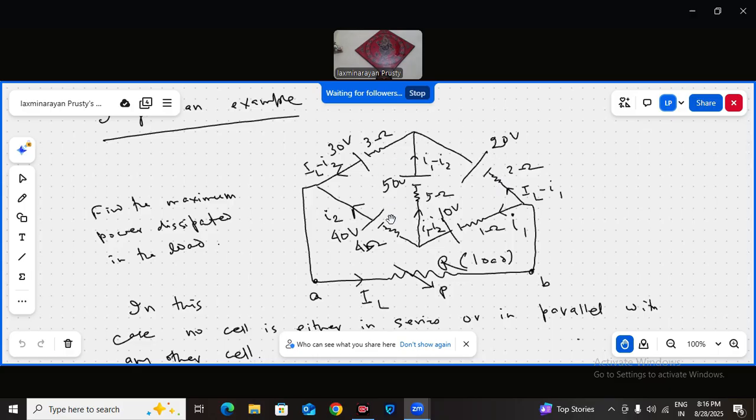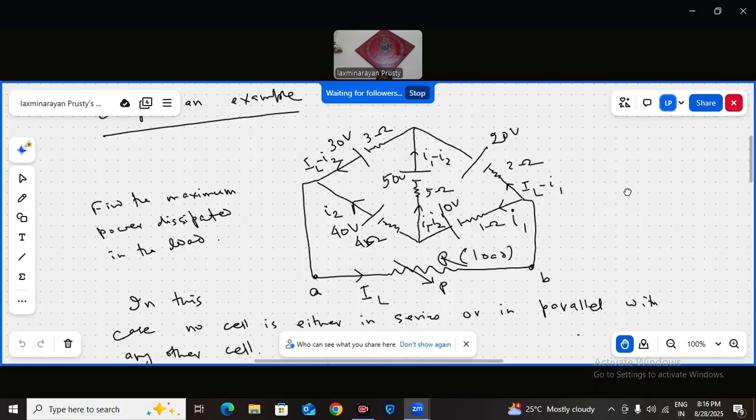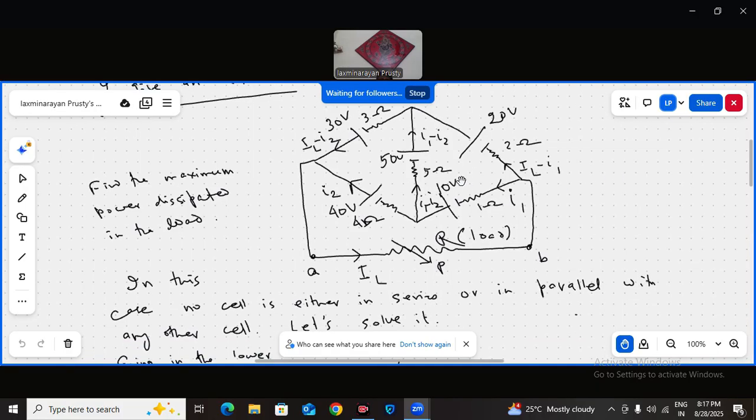There are usually 5 cells: 10 volt, 20 volt, 30 volt, 40 volt. Their internal resistances are 1 ohm, 2 ohm, 3 ohm, 4 ohm respectively. And there is a fifth bridge cell that is 50 volt and 5 ohm. The 5 cells look like a Wheatstone bridge arrangement. As you know, in a Wheatstone bridge arrangement, no branch is either in series or in parallel with any other branch.